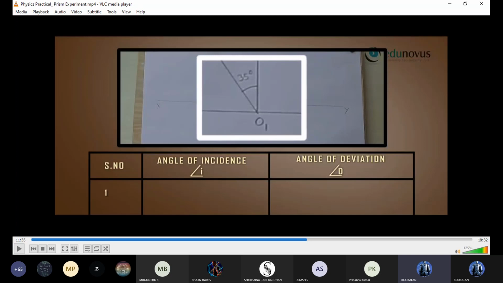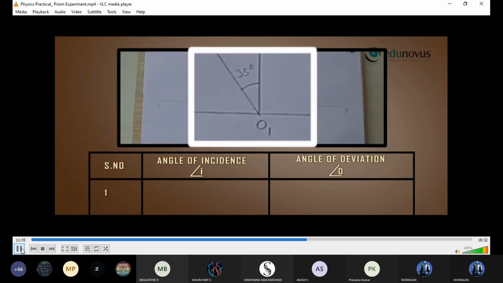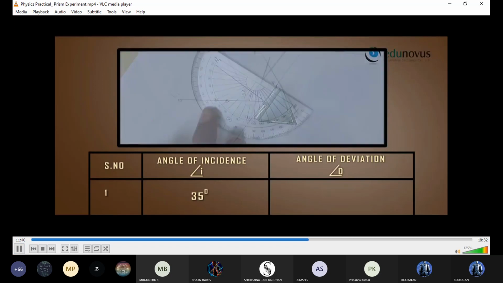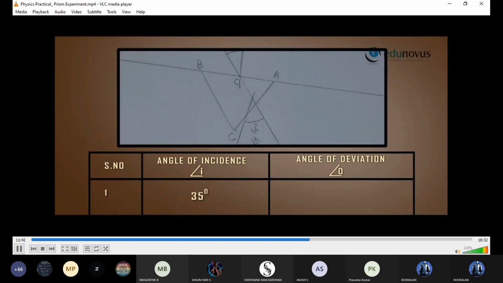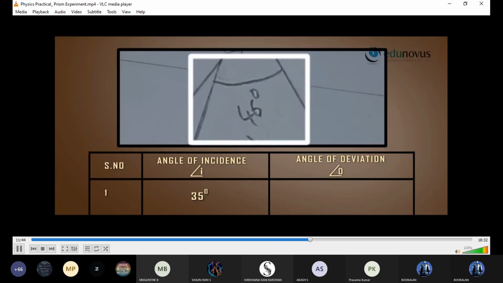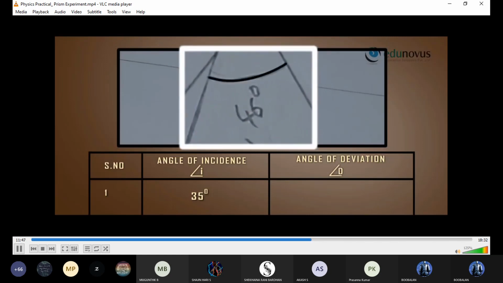It is very easy. First aim, apparatus, next formula, after that one table, diagram, table, result, precaution, source of error. But taking 5 readings will take more time. When the angle of incidence I is equal to 35 degree, the angle of deviation D was 46 degree.